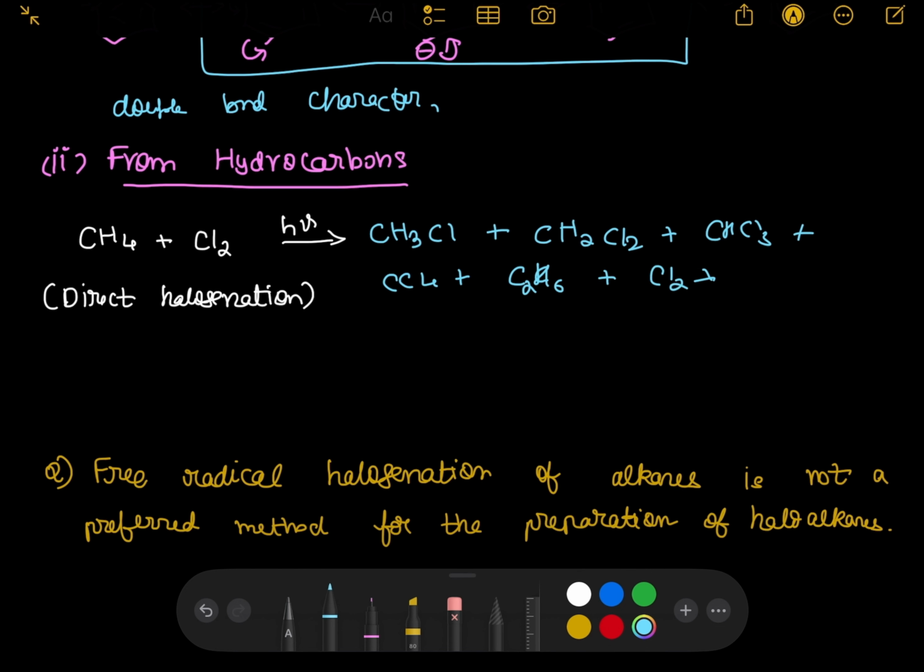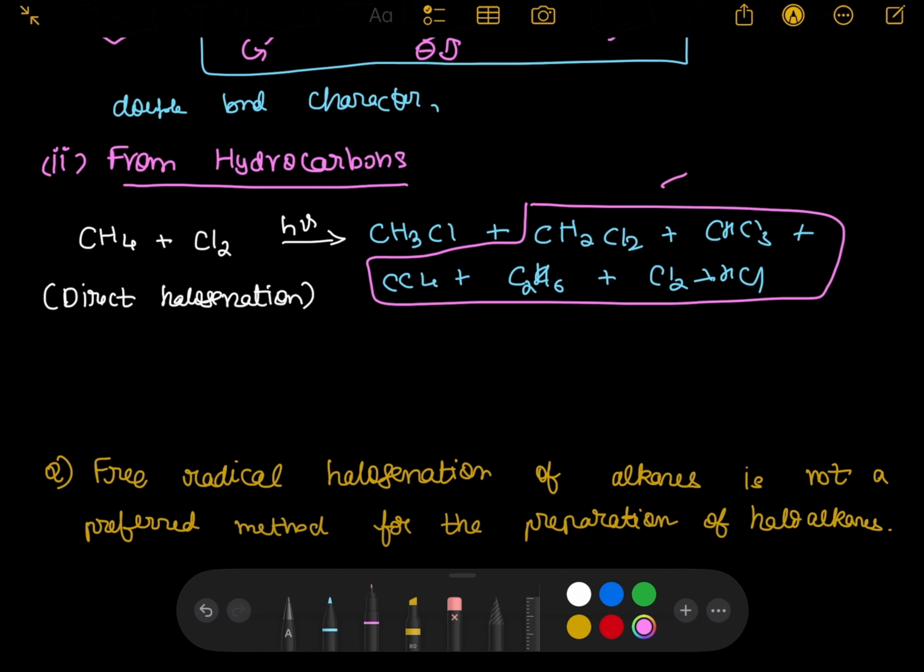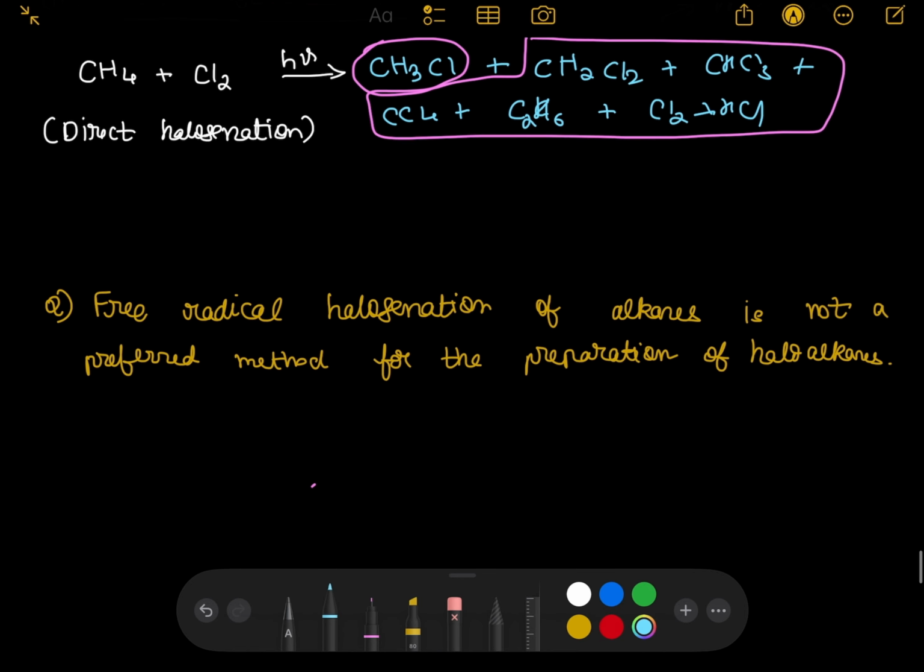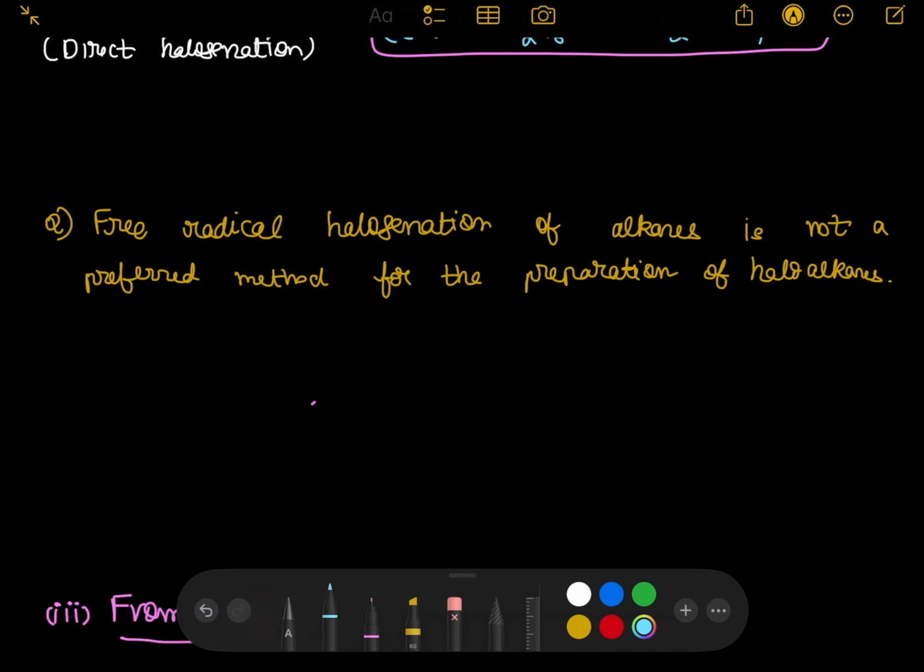So I'm getting a mixture of products. I'm not getting it in the purest form. I'm not getting what I want. Okay, so I'm not preferring this reaction. Again, free radical halogenation of alkanes is not a preferred method for preparation of haloalkanes.